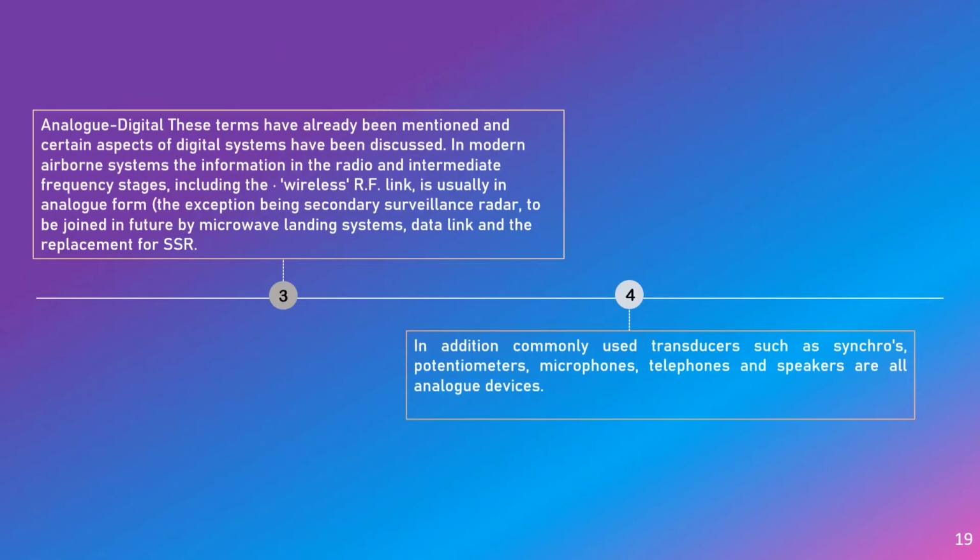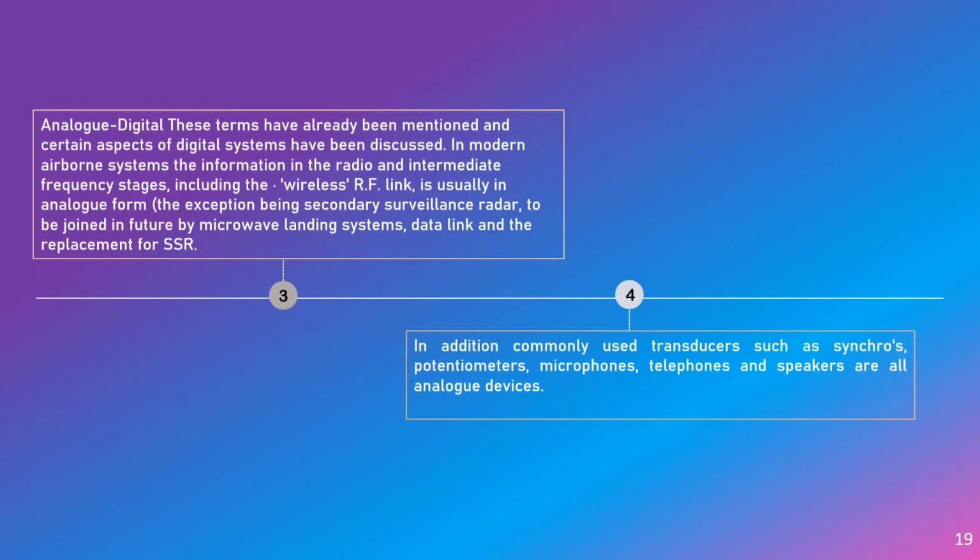Analog and digital. These terms have already been mentioned and certain aspects of digital systems have been discussed. In modern airborne systems, the information in the radio and intermediate frequency stages, including the wireless RF link, is usually in analog form, the exception being secondary surveillance radar, to be joined in the future by microwave landing system, data link and replacement of SSR. In addition, commonly used transducers such as synchros, potentiometers, microphones, telephones and speakers are all analog devices.